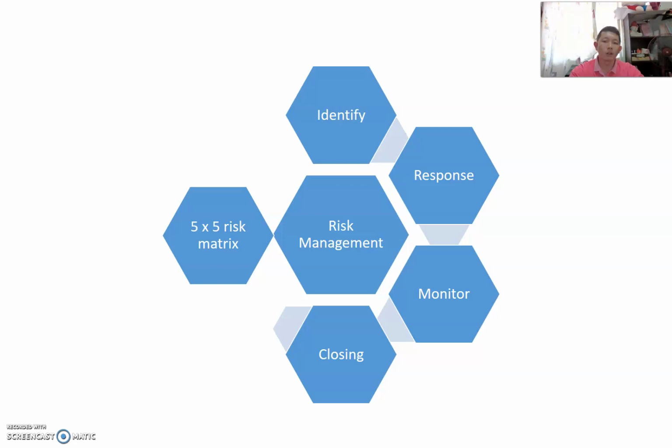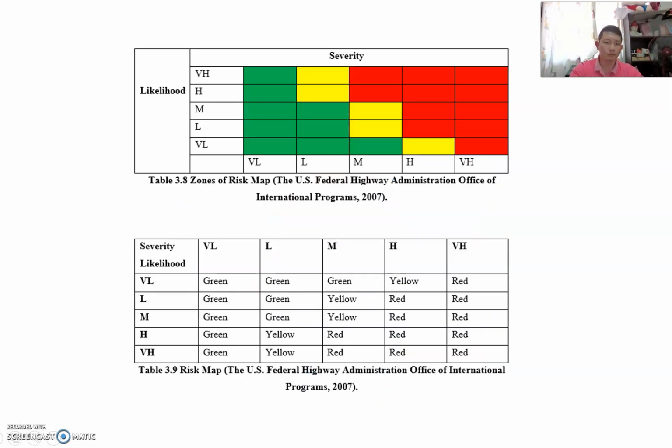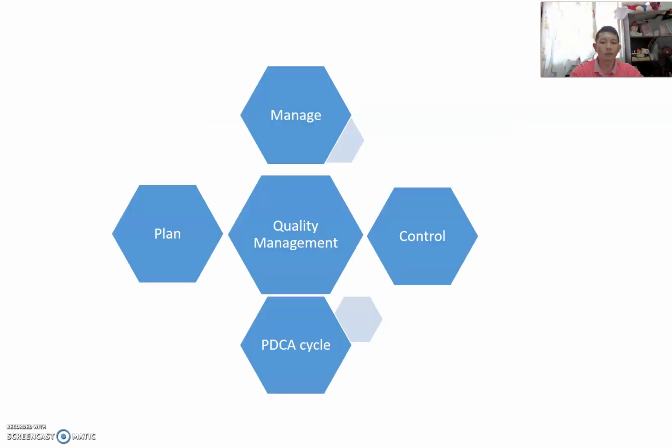For risk management, we will use the 5x5 risk matrix to identify the risk, its likelihood and severity. Risk management consists of identifying the risks that will impact the project, and responding, whether to transfer, accept, avoid, or mitigate the risk. Next we monitor the risk, and lastly close the risk. This is an example of likelihood times severity to identify the zone of the risk map.